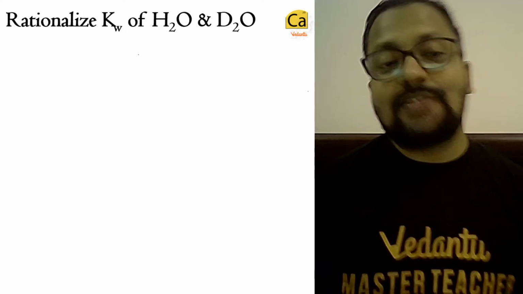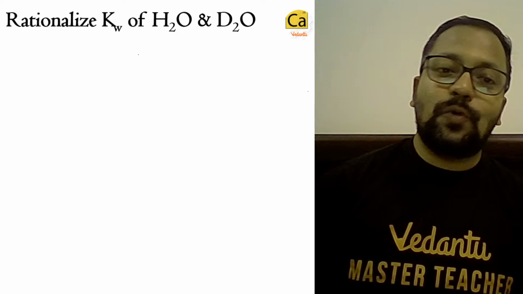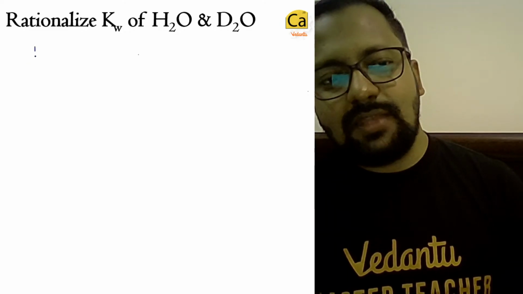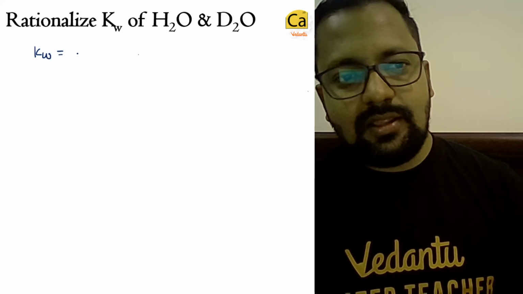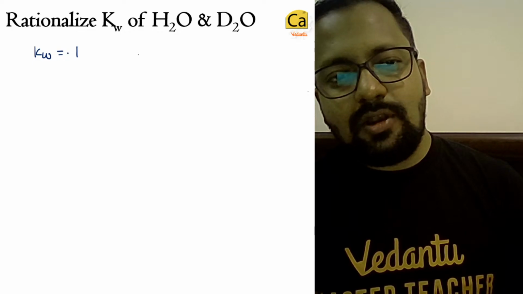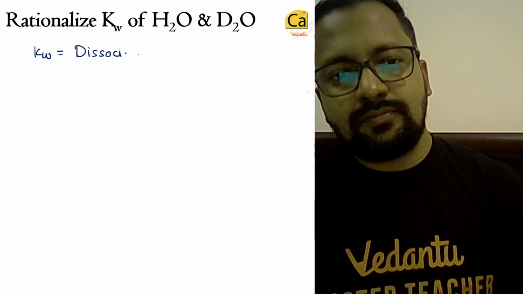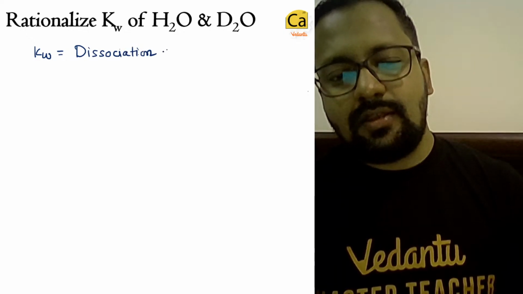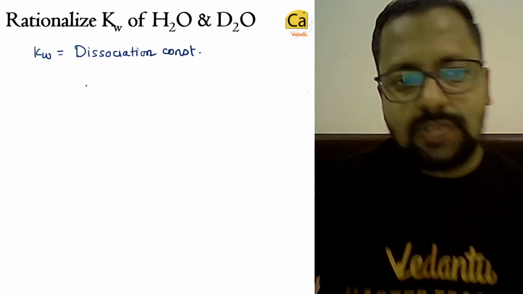So the next thing is rationalizing Kw of H2O and D2O. Let's look at this. What is the meaning of Kw? You can call it the dissociation constant.